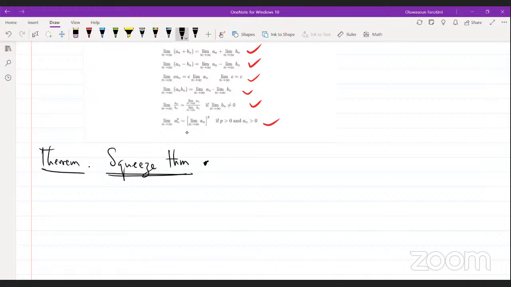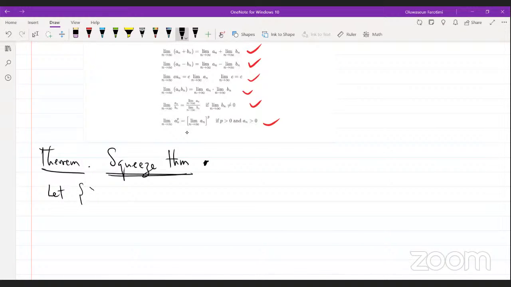In some other textbooks, they call it the sandwich theorem. So think about your sandwich. Here, the Stewart book refers to it also as the squeeze theorem. What is the statement of the theorem?